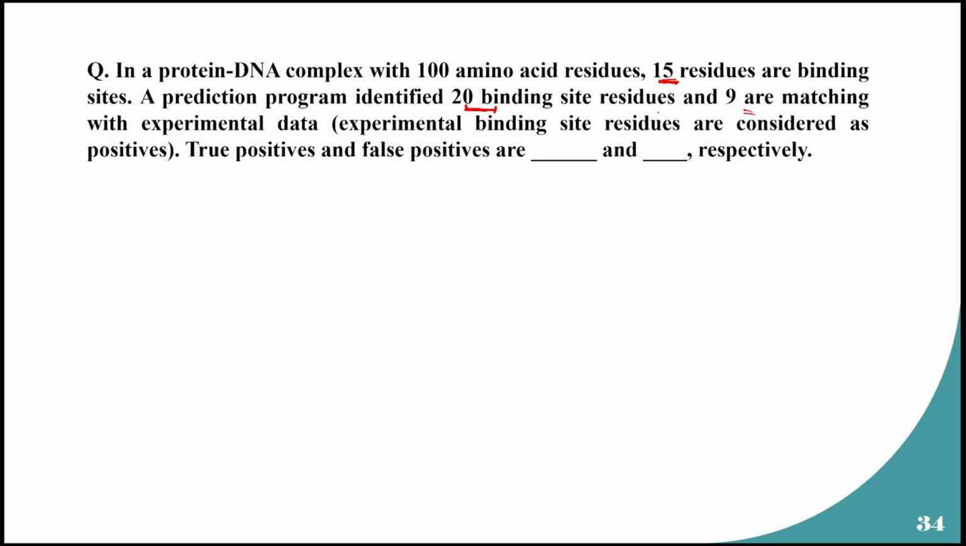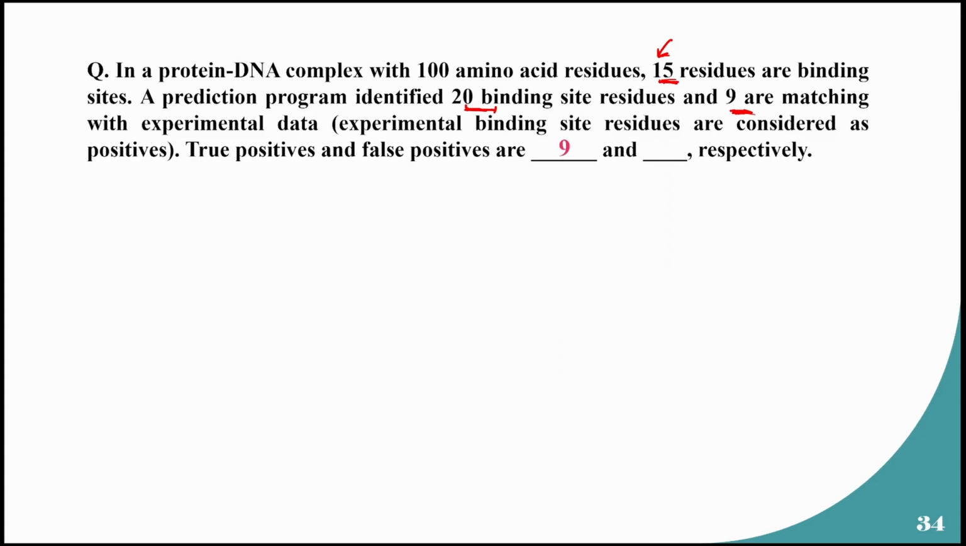However, it has not correctly identified all of the residues. Only 9 of them are matching with what you originally have as the 15 residues. So only 9 of them are matching with the experimental set of data, which is the 15 residues that is already known to you. So now based on that, what will be the true positive and the false positive? So you say 9 and 5.